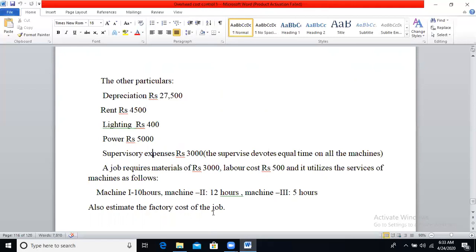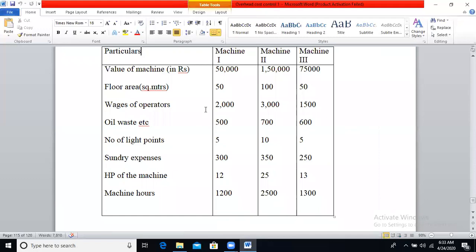See, first identify the basis for this. For depreciation, they have mentioned cost of the machine or value of the machine as the basis. So calculate the ratio for that. 50,000 is to 1,50,000 is to 75,000. So remove 3 zeros. If you remove 3 zeros, you will get 50 is to 150 is to 75. You can take this itself as a ratio, or else you can divide this by 25. You will get 2 is to 6 is to 3.